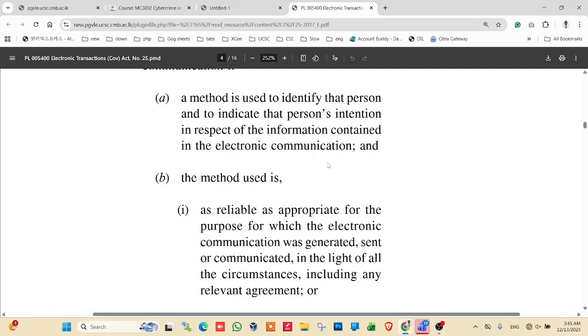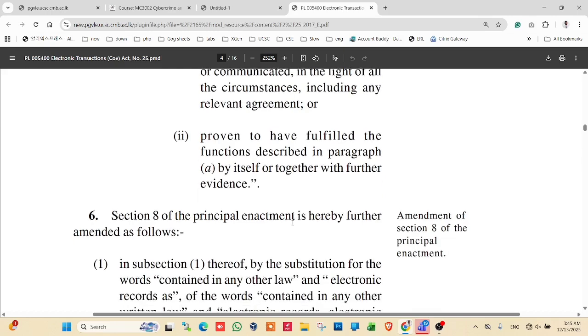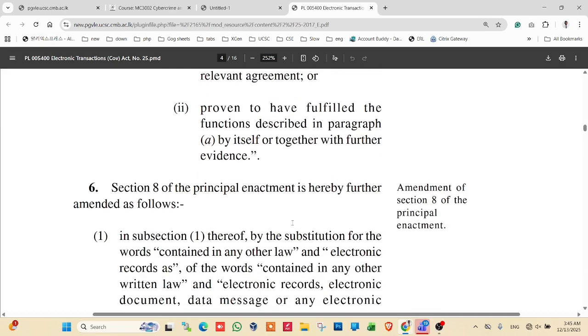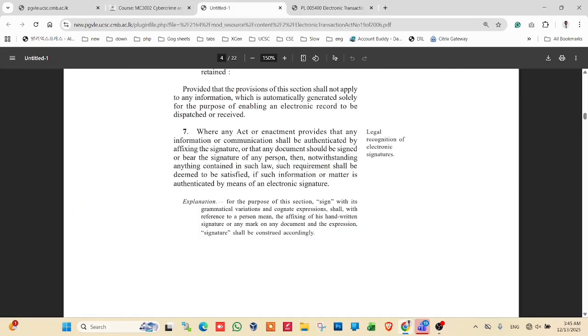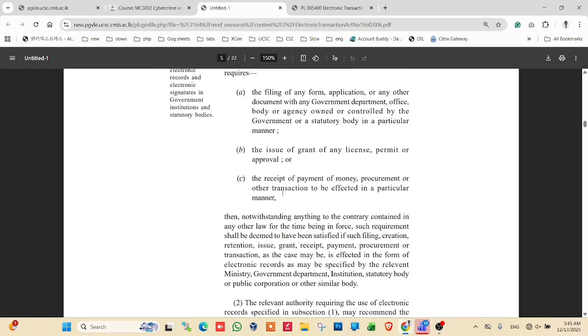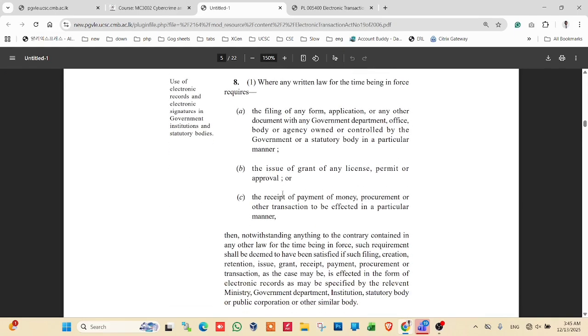So then let's move on to section 8 of our original documentation. Now in section 8 we say use of electronic records and electronic signatures in government institutions and statutory bodies. So this basically gives us the recognition, right? How do you give recognition to electronic signatures and electronic records?